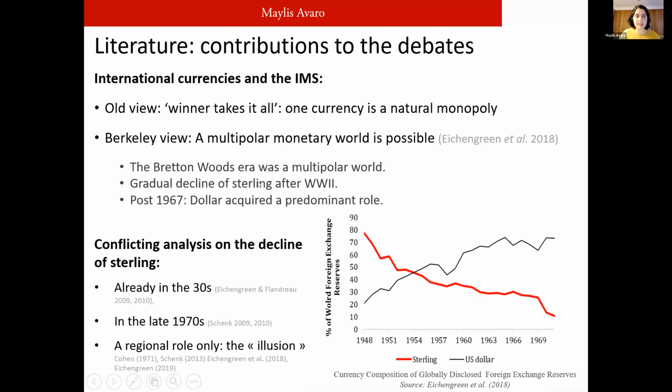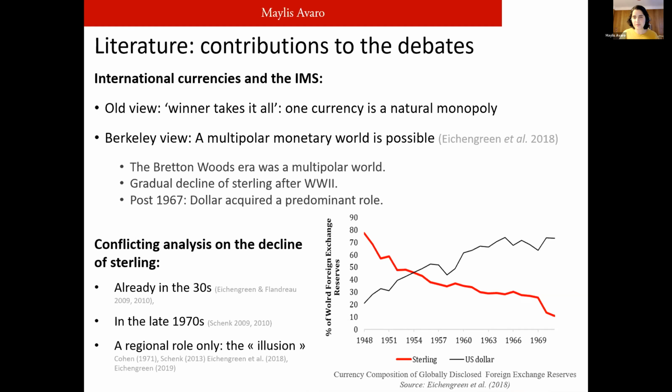The second debate focuses on this decline of sterling and tries to pinpoint the time of the collapse of sterling as an international currency. Some, such as Eichengreen and Flandreau, argue that sterling was already dead during the interwar period, and that the shift from sterling to the dollar happened then. Others, such as Catherine Schenk, argue that sterling remained a very important international currency until the devaluation of 1967 and the 1970s. And then there is a perhaps reconciling view that sterling had only a regional role during the Bretton Woods era.